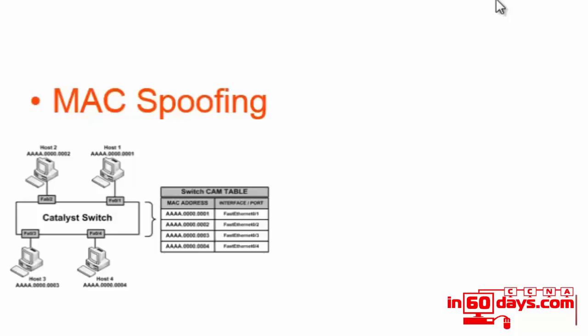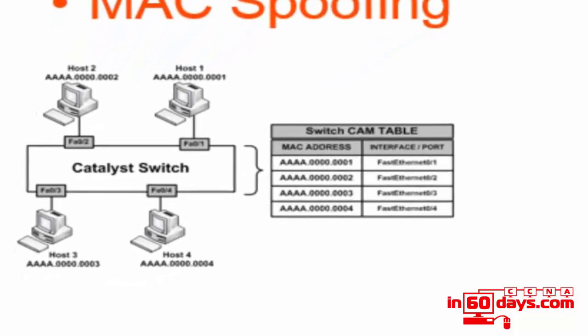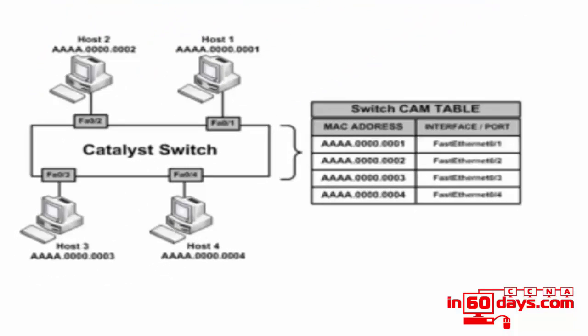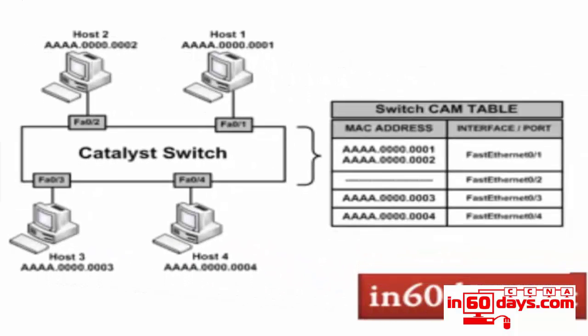So you can see we've got 4 hosts here on the diagram. Each one has got a MAC address ending in 1, 2, 3, 4 allocated to FastEthernet 1, 2, 3, 4. So that's all working fine. One of the hosts now has been compromised. You can see FastEthernet 0/1 has got 2 MAC addresses associated with it. So what it's doing is trying to steal the data that was intended to go to FastEthernet port 0/2. So that's MAC spoofing.